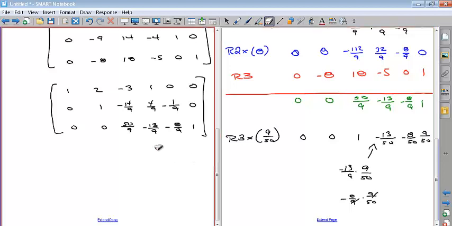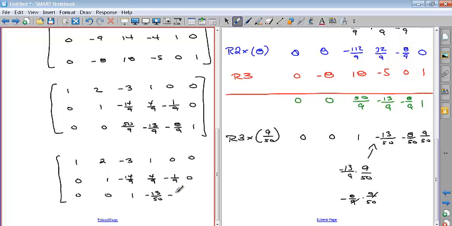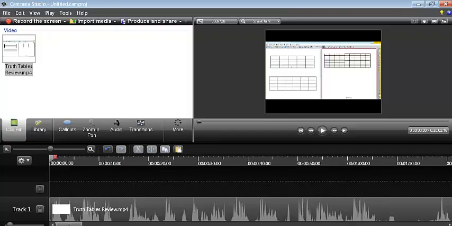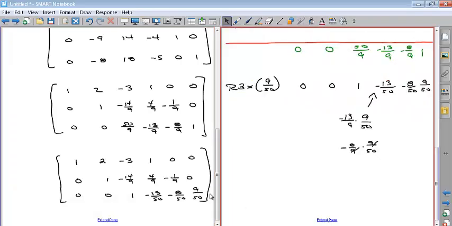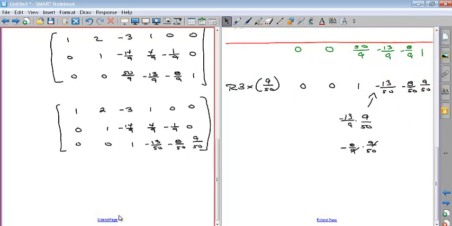Okay, so let's replace that. So you get 1, 2, negative 3, 1, 0, 0, 0, 1, negative 14 over 9, 4 ninths, negative 1 ninth, 0, 0, 0, 1, negative 13 fiftieths, negative 8 fiftieths, and 9 fiftieths. Let's just pause for a second. Okay, so now we have to go back in the other direction.